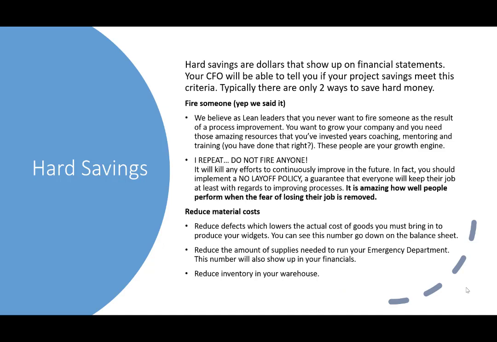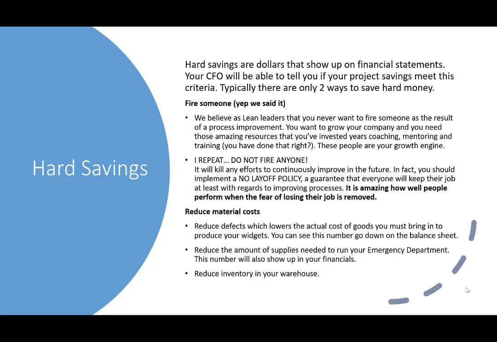So let's dive into what hard savings and soft savings mean. Hard savings are dollars that show up on your financial statements, and your CFO is going to be the one who really decides is this allowed to be hard savings or not? So you can only get hard savings two ways. Number one, by firing someone, and we already talked, we're not going to do that. We're not going to lay anybody off. Number two, we can reduce material costs.